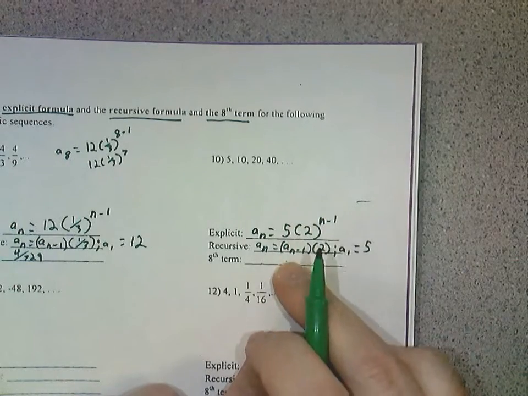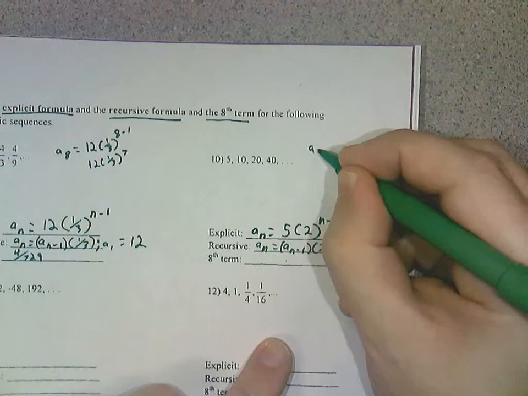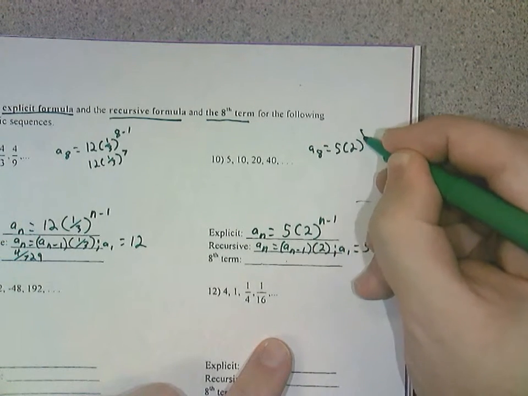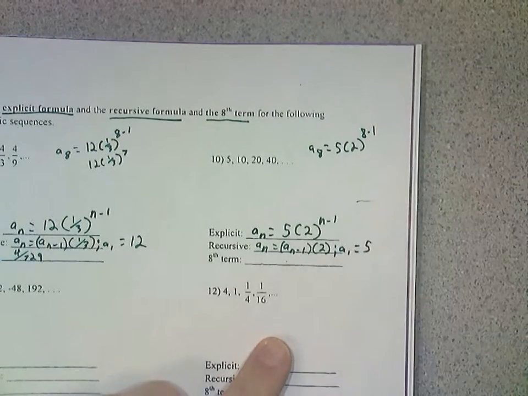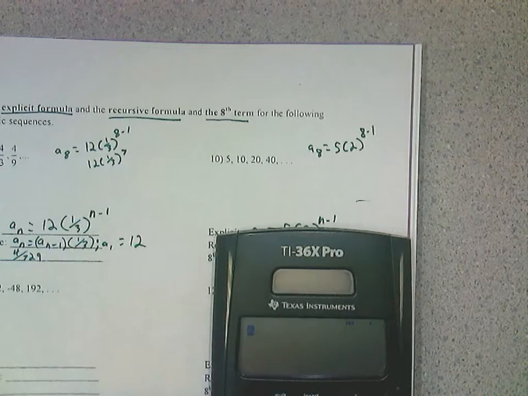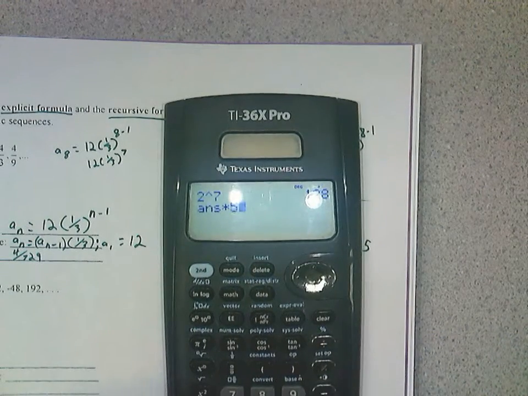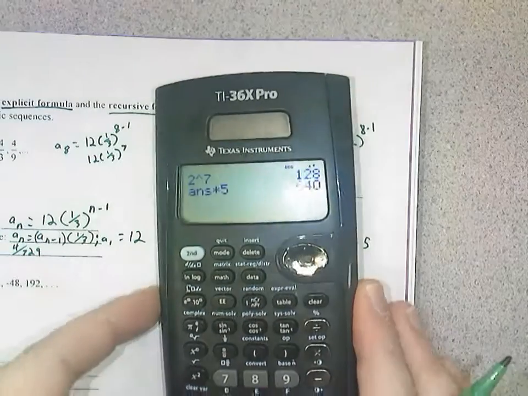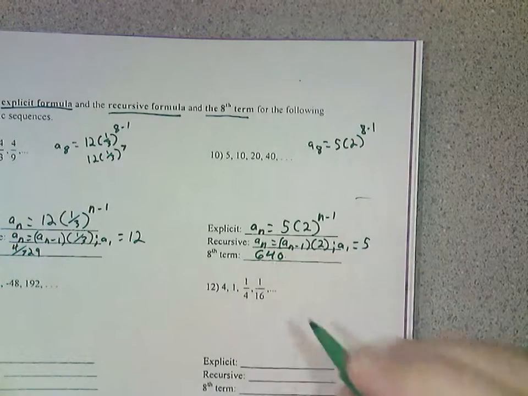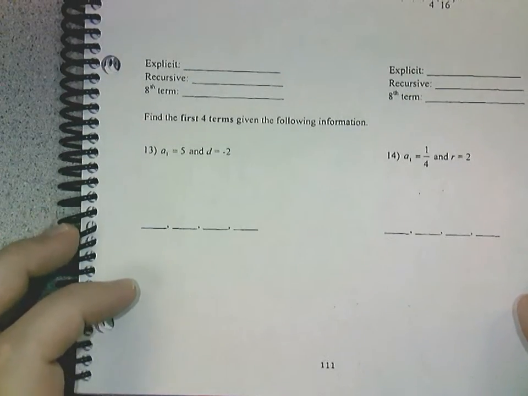Again, to find the eighth term, I'd replace the n with 8. So it'd be a sub 8 is equal to 5 times 2 to the 8 minus 1 power, which again I already know is 7. So again, PEMDAS, you do the exponent first, so 2 to the 7th power, and then times it by 5, and that'll give me my eighth term, which is 640. So 640.